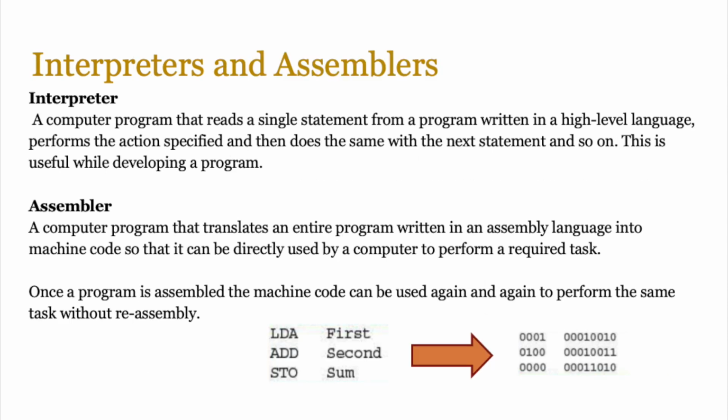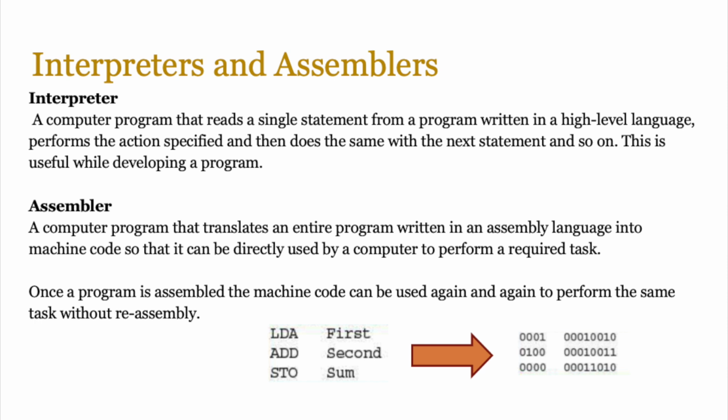Now, interpreters and assemblers are other types of translators, and we talked a bit about assemblers, so we're going to look at that in a bit more depth. So let's start with interpreter. A computer program that reads a single statement from a program written in high-level language, performs that particular action, and then moves on to the next statement is an interpreter. So this is used while we're developing a program and it goes line by line. So chances are that if you ever use Python to create some code, you're using an interpreter.